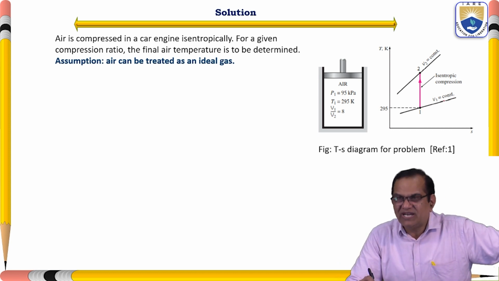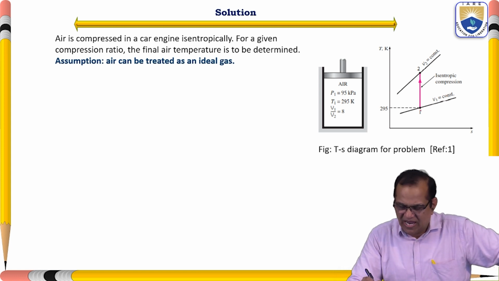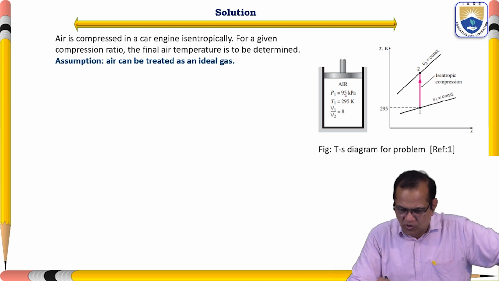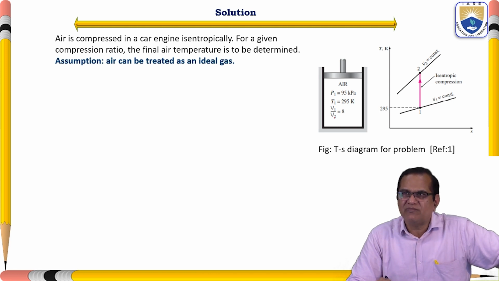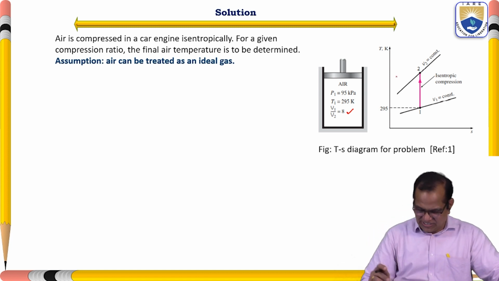So this is the V1 line and this is the V2 line. V1 by V2 is given, and T1 is 295. P1 is equal to 95 kilopascal, T1 is equal to 295, V1 by V2 is equal to 8. These things are given as shown in this diagram.